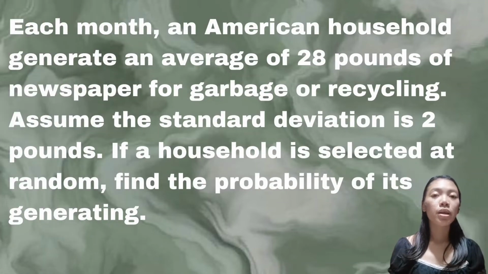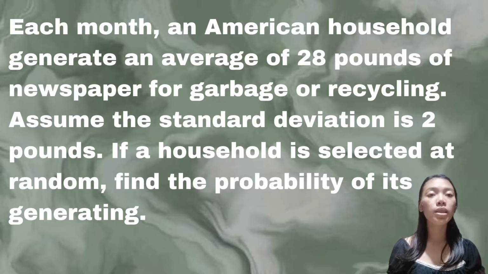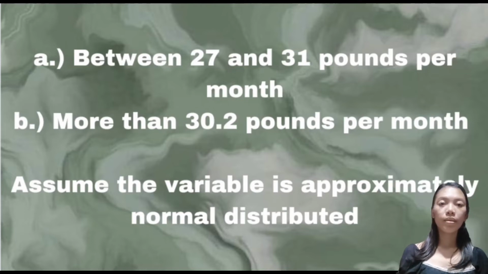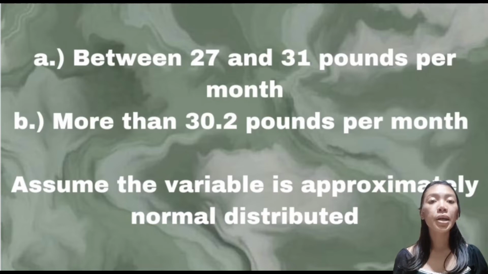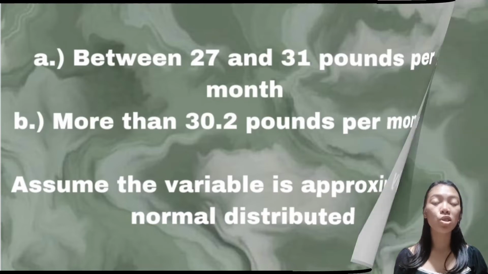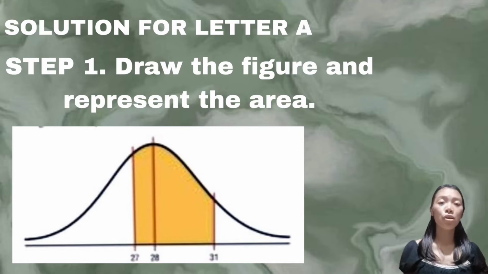Problem number 2. Each month, an American household generates an average of 28 pounds of newspaper for garbage or recycling. Assume the standard deviation is 2 pounds. If a household is selected at random, find the probability of its generating: A. Between 27 and 31 pounds per month. B. More than 30.2 pounds per month. Assume the variable is approximately normally distributed. Let us solve first the A.